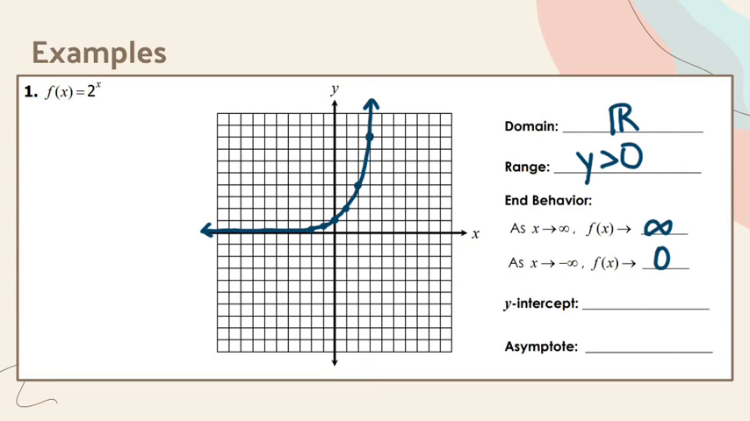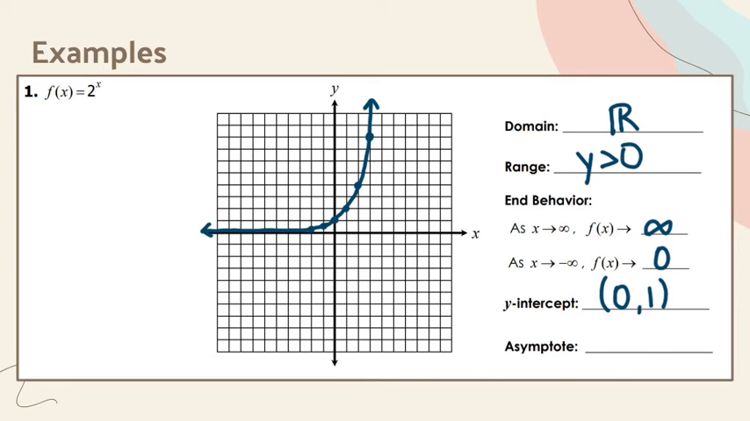Our y-intercept is the place where x equals 0 and is always written as a coordinate. So at x equals 0, we have this point here at positive 1. So our y-intercept is at (0, 1).